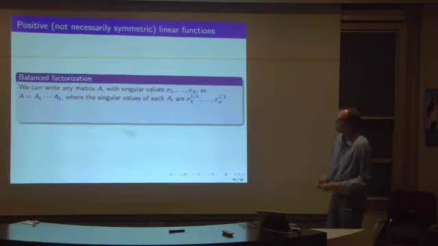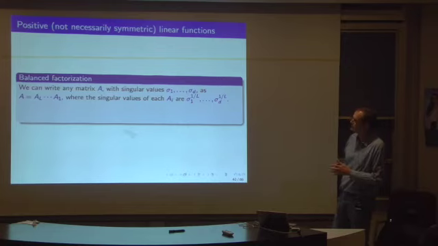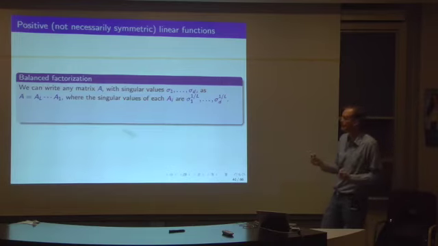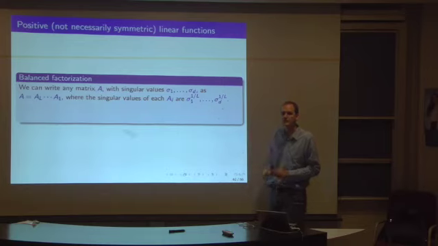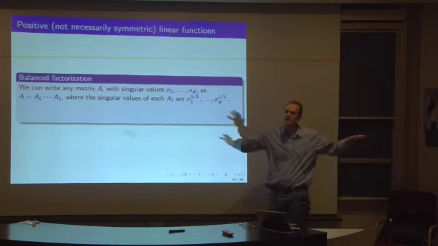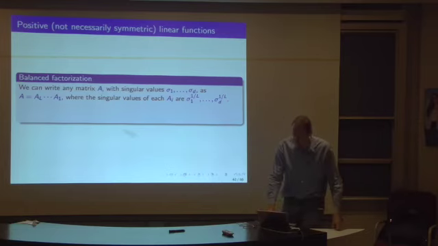So it turns out you can write any matrix with a particular set of singular values as a product of matrices that all have the same singular values. They're kind of the 1/Lth power of these singular values. So the scaling is spread out evenly across these L matrices.